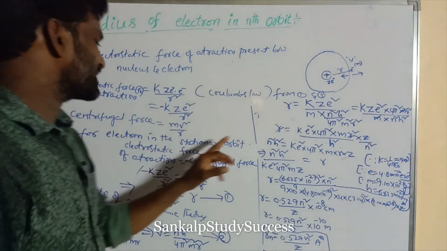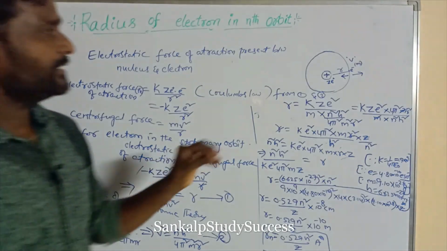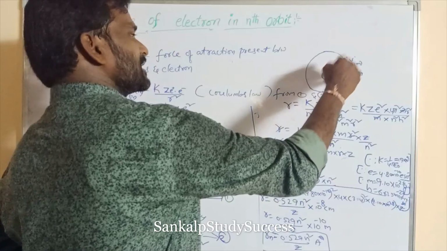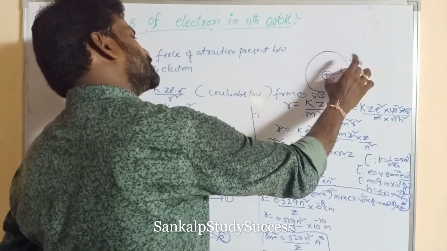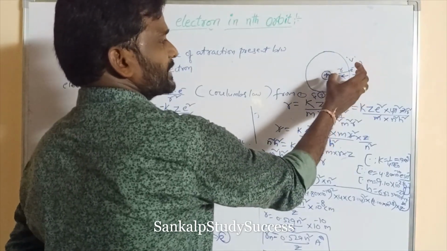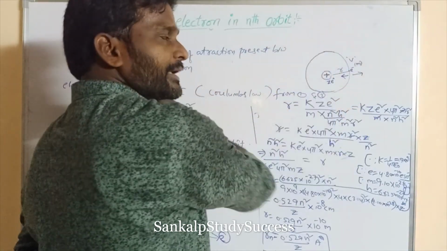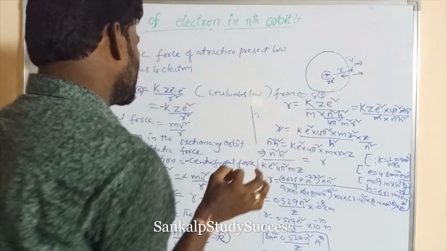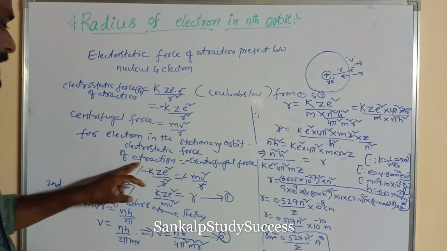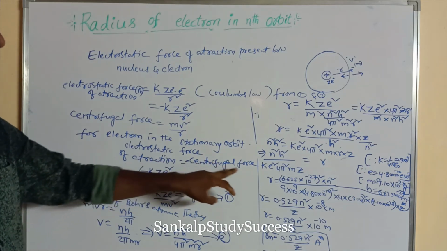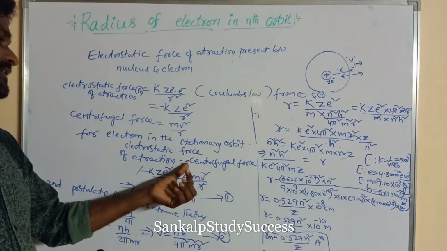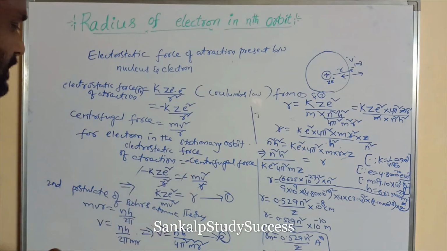So for the electron in the stationary orbit, the electron cannot move towards the nucleus or away from the nucleus because these two forces are equal, and they are present in opposite directions. So the electron can revolve around the nucleus in stationary orbits, right? So electrostatic force of attraction is equal to minus centrifugal force. Both forces are equal, but they are present in opposite directions, so that can be taken as minus, right?